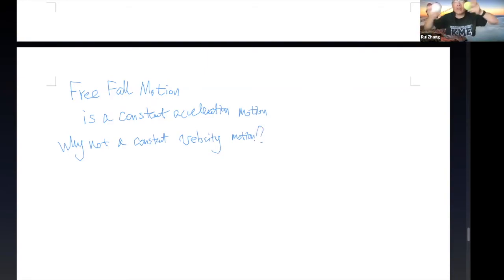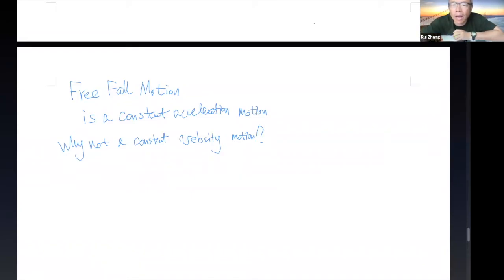Say if it is constant velocity motion, and it's the same distance. If they have the same constant velocity, then it will take the same amount of time for them to travel. So it seems like it should be constant velocity motion. But why can't it be? There's a simple fact that tells you this cannot be a constant velocity motion. It has to be a constant acceleration motion.